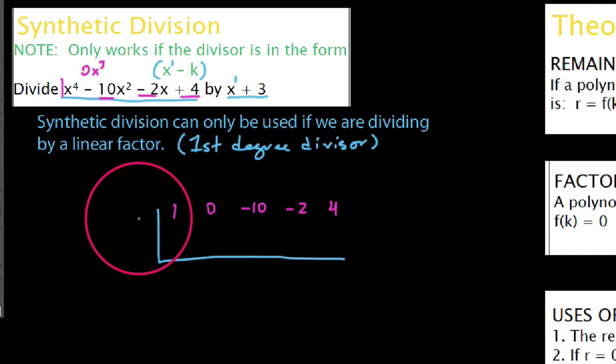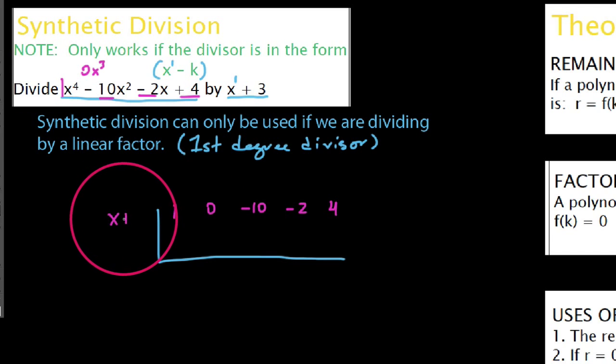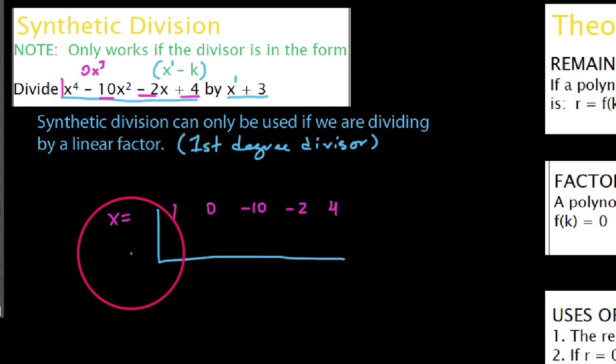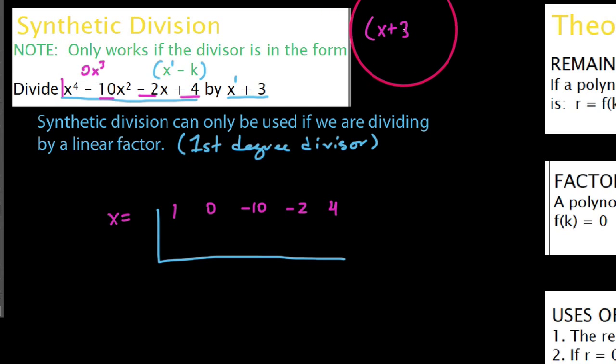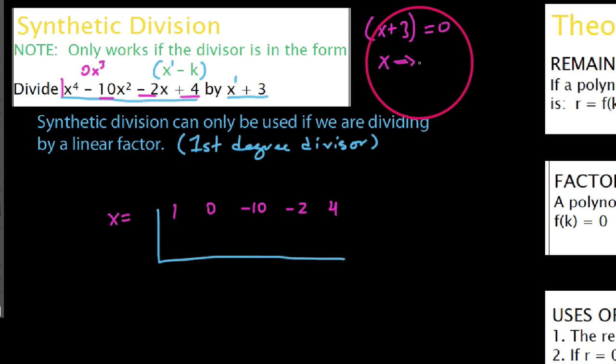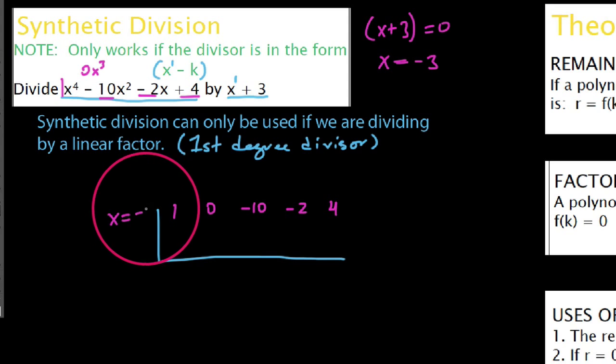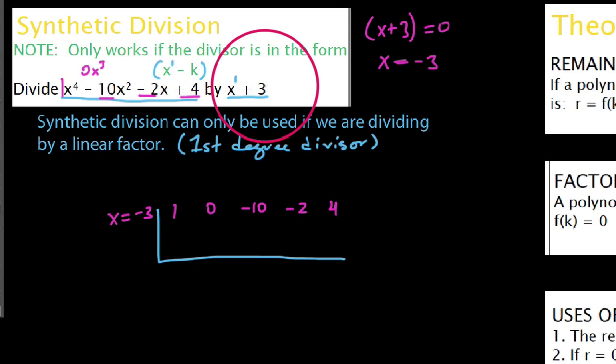Now, as far as what we put on the outside, we're used to putting the divisor on the outside. But the interesting thing is what we're putting out here is an actual x value. If you're dividing by x plus 3, imagine we set this equal to 0. What would be the x value associated with this? A lot of people say it's just the opposite of what you see in here, which would be negative 3 when you solve this. So we could put a negative 3 out here, and you could think of it as the opposite of the k value in this first degree binomial.